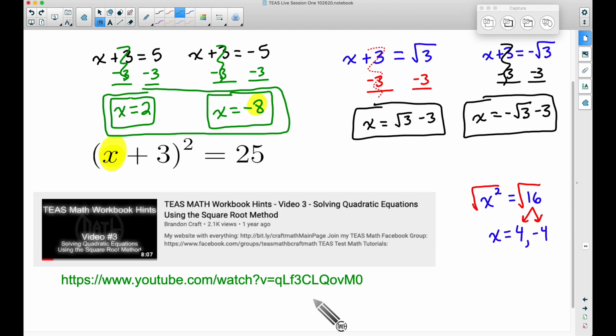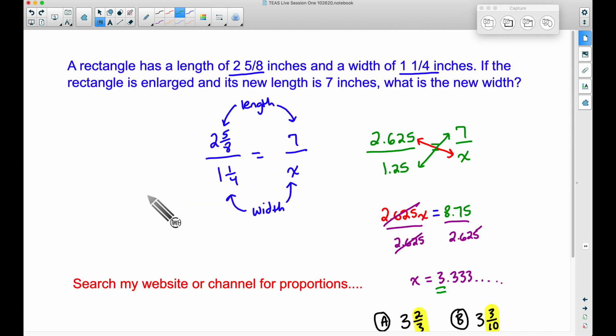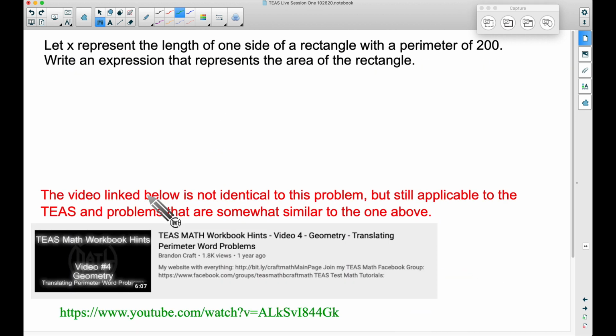And what I would encourage y'all to do again is check out this video once I share this document with you all right here shortly. So we did a proportion word problem, and now this one right here. I've seen this a lot. Now this problem down here, the video link is not similar, but geometry is very broad.